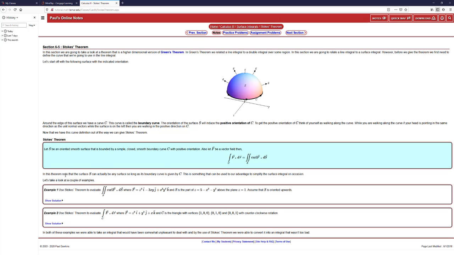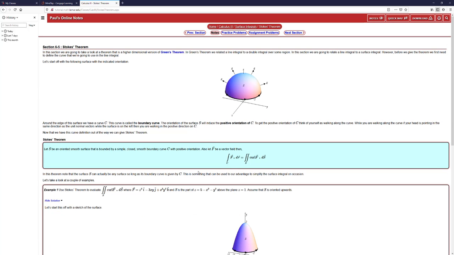In this theorem, note that the surface S can actually be any surface so long as the boundary curve is given by C. This is something that can be used to our advantage to simplify a surface integral on occasion. We didn't do the surface integral sections, we just didn't have time, but they're just integrals along the surface and getting normal vectors and all that kind of stuff, so it's not that big of a deal.